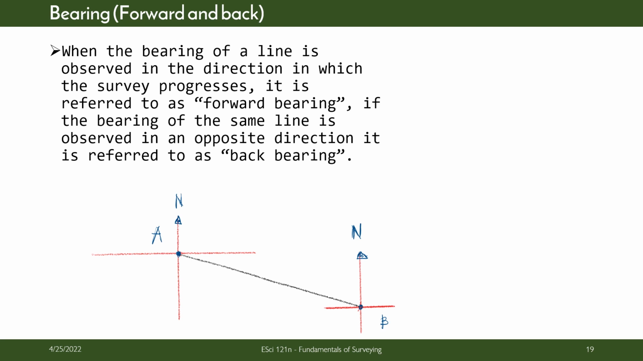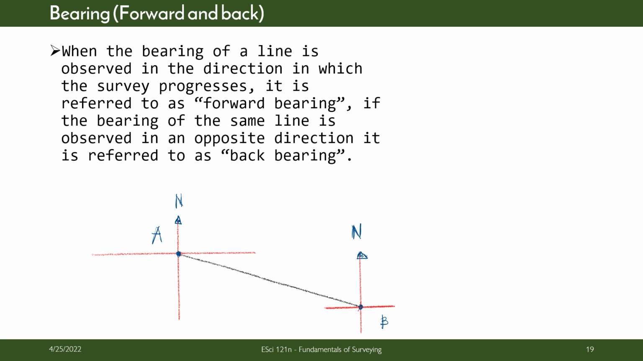Let's talk about the forward and back bearing. When the bearing of a line is observed in the direction in which the survey progresses, meaning our direction of survey progression, let's say from A to point B, then it is referred to as the forward bearing or bearing. If the bearing of the same line is observed in the opposite direction, it is referred to as the back bearing.